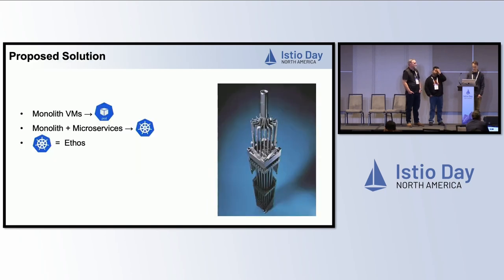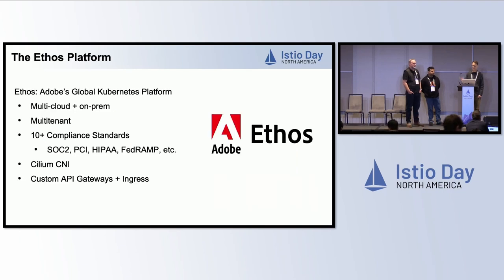So to take a stab at sort of controlling the chaos that was developing, the proposed solution was that we would basically containerize the monolith VMs and run them on a common platform along with our microservices. So Kubernetes obviously playing that role. And for us at Adobe, saying Kubernetes actually means Ethos. And Ethos in Adobe terms is the global Kubernetes platform within the company itself. And so we were able to move from self-managing our clusters to leveraging this company-wide environment.